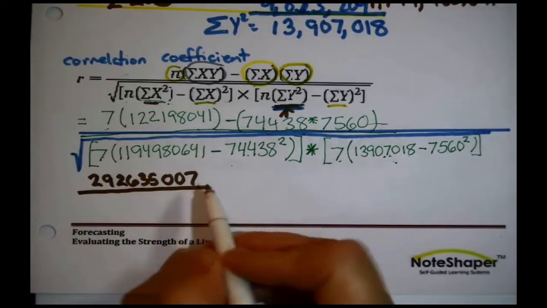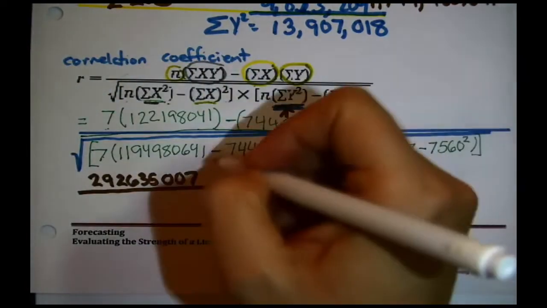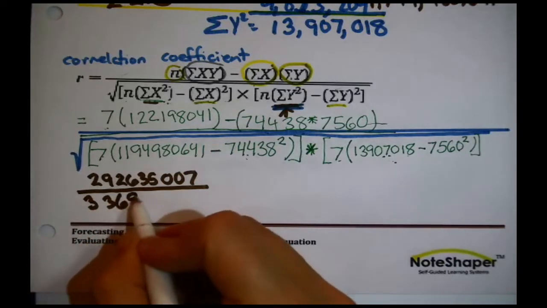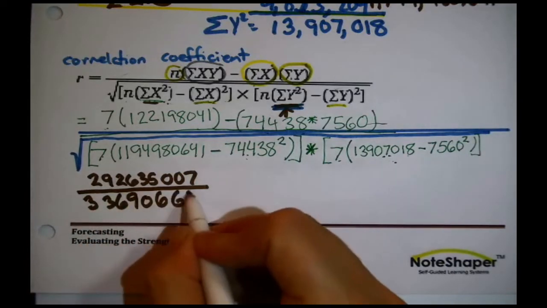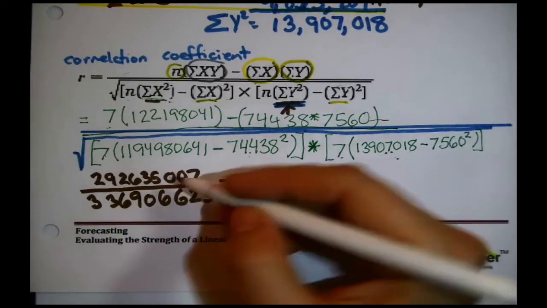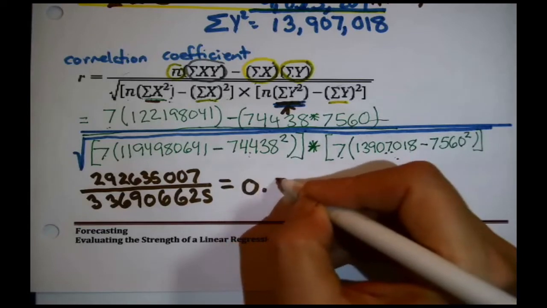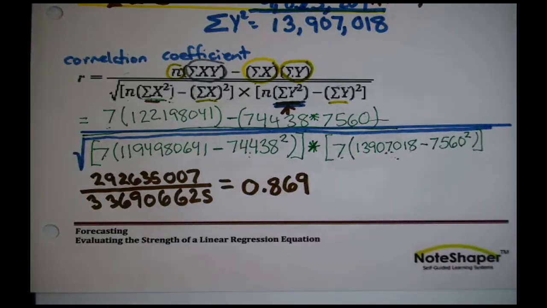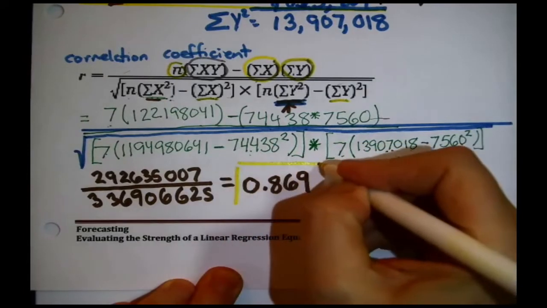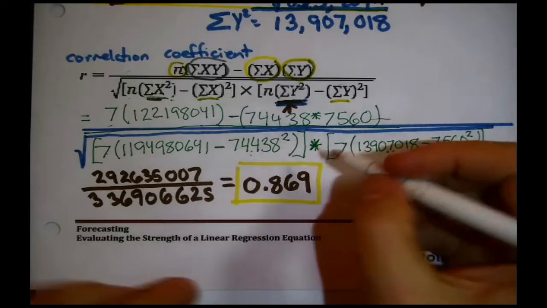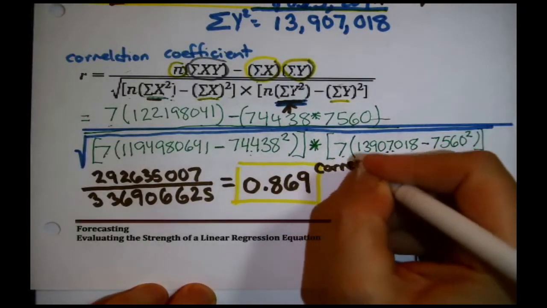Divided by, once you take the big square root of all that's going on in there, I get 336,906,625. Say, oh, great. Yeah, but divide that into that, and sure enough, it is a number between 1 and -1. Basically 0.869. There is our first answer right here. That is the, let me label it, correlation coefficient.